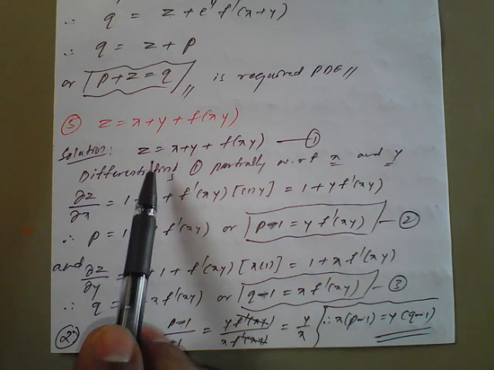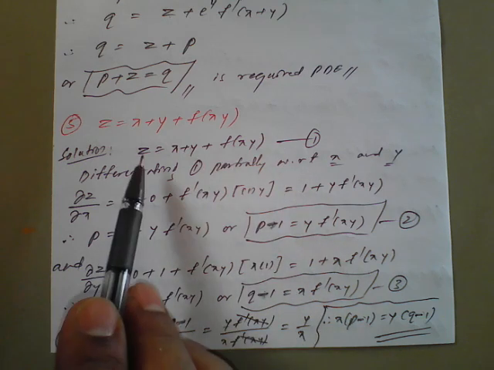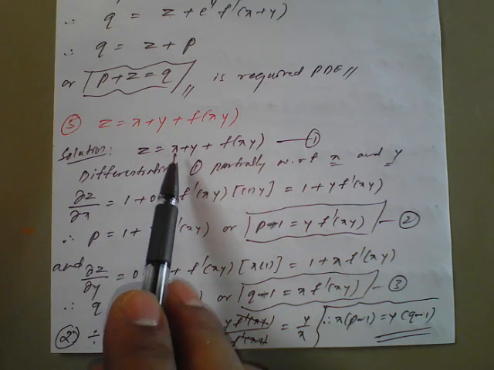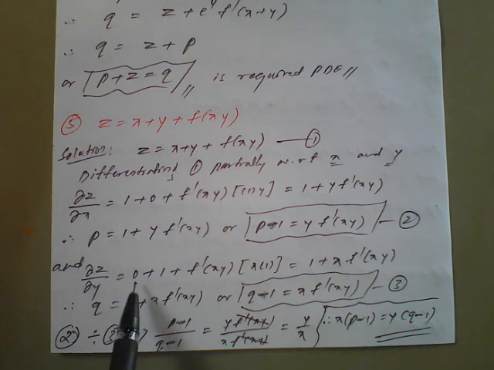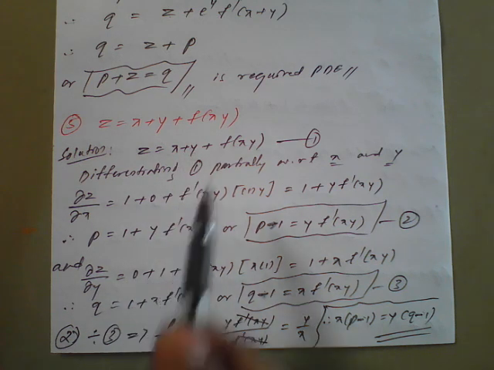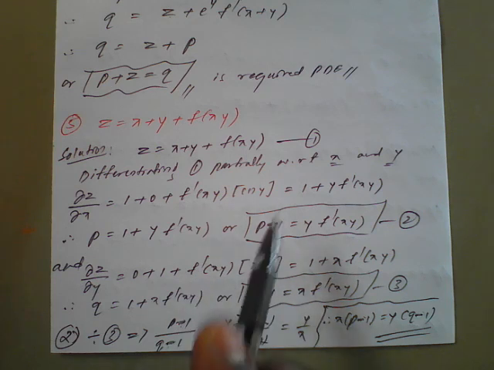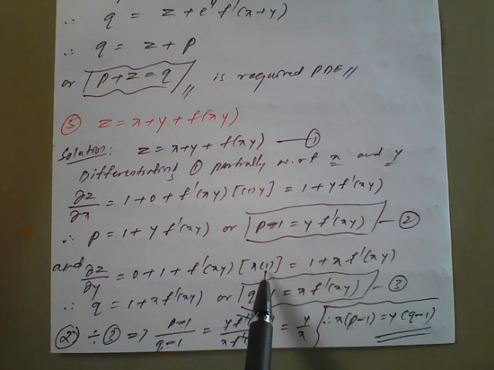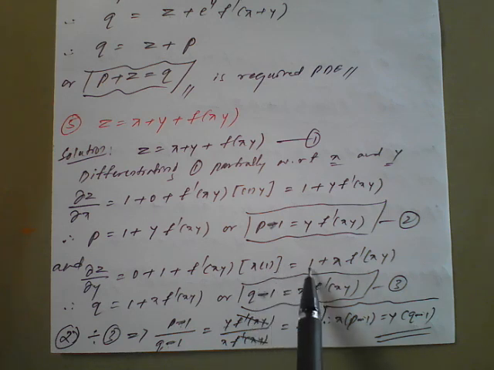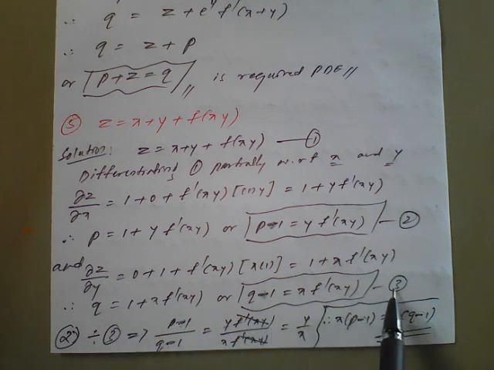Similarly, if you differentiate z with respect to y partially, dou z by dou y, the partial derivative of x with respect to y is 0, y is 1, plus f of xy will become f dash of xy into x, which is a constant, and the partial derivative of y is what here, 1. So it will become 1 plus x into f dash of xy, which is nothing but dou z by dou y, that is q, is equal to 1 plus x into f dash of xy. Shift the 1 to the left hand side, it will become q minus 1, and we get equation number 3.